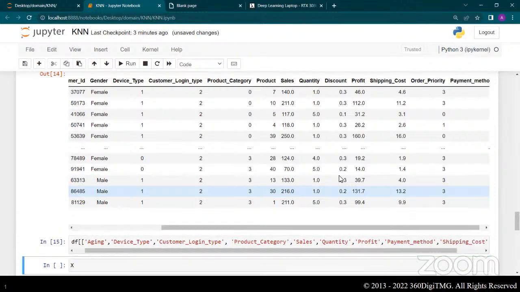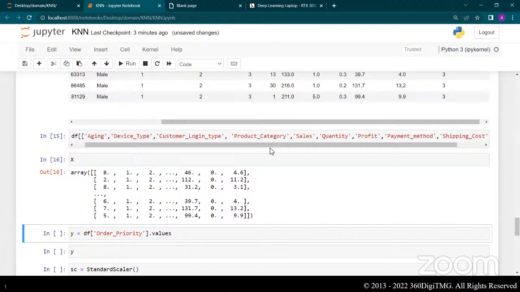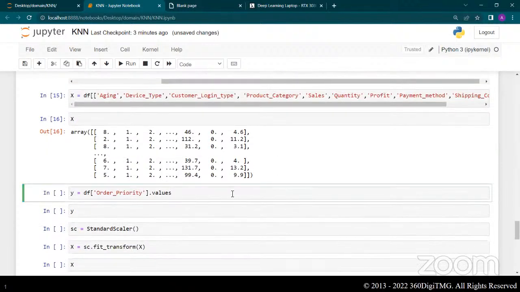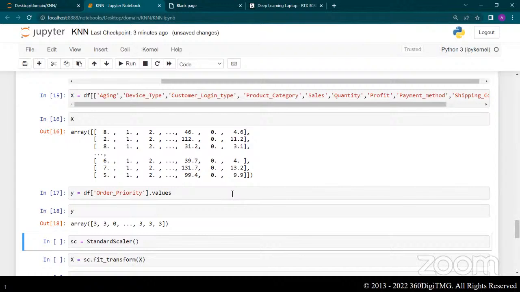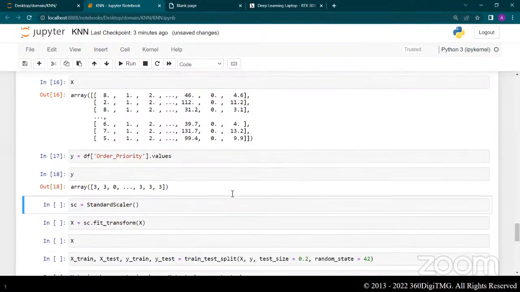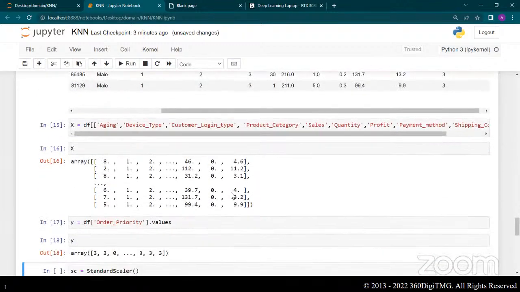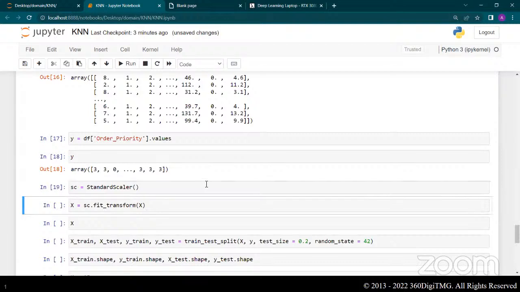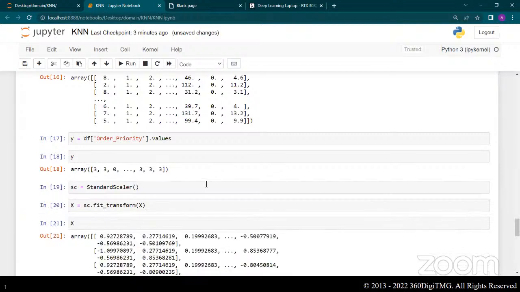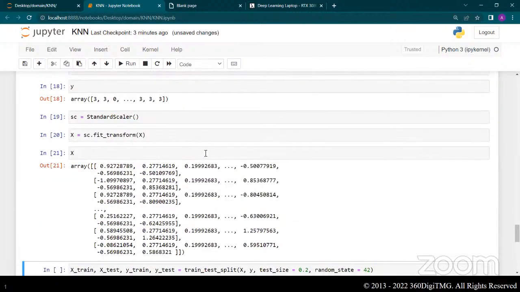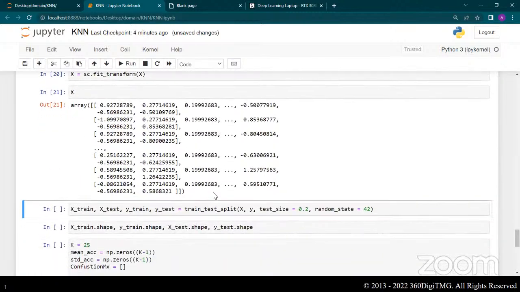So we have an X variable that is in an array. We have taken it as an array, and similarly, we have taken Y as an array. So Y is 0, 1, 2, 3, which means we have 4 unique values. Okay. Then we create a standard scaler. We fit transform X to reduce all of these to a small range.